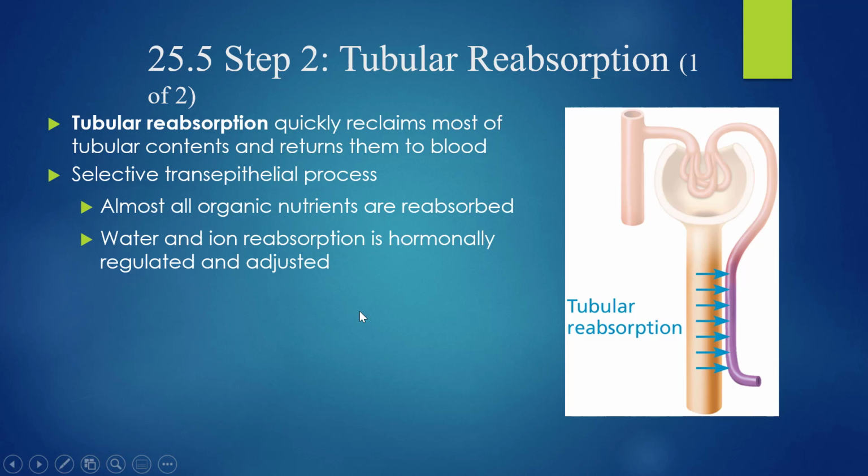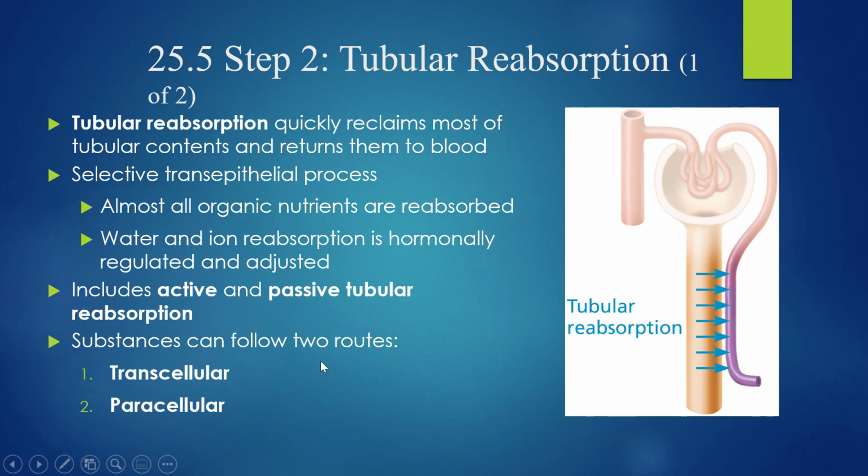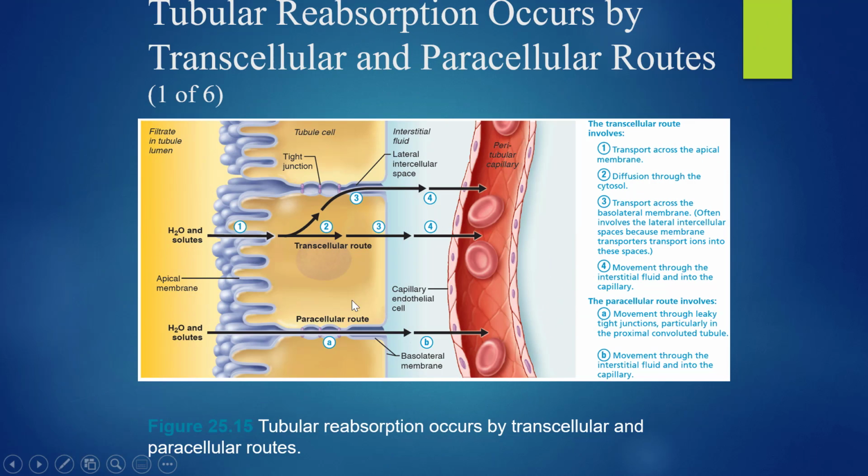Tubular reabsorption is a selective transepithelial process, and almost all organic nutrients are reabsorbed. Water and ion reabsorption is hormonally regulated and adjusted. It includes active and passive tubular reabsorption, and they follow two routes, the transcellular and the paracellular route. This is very plain anatomy.